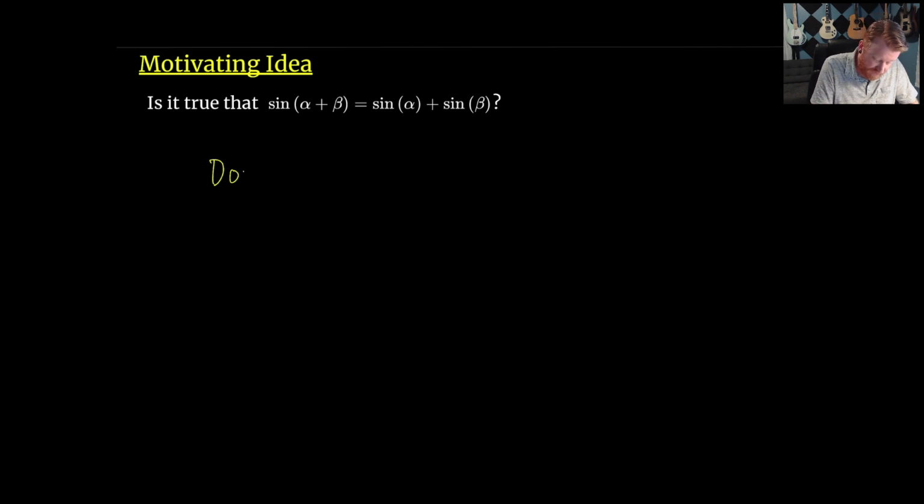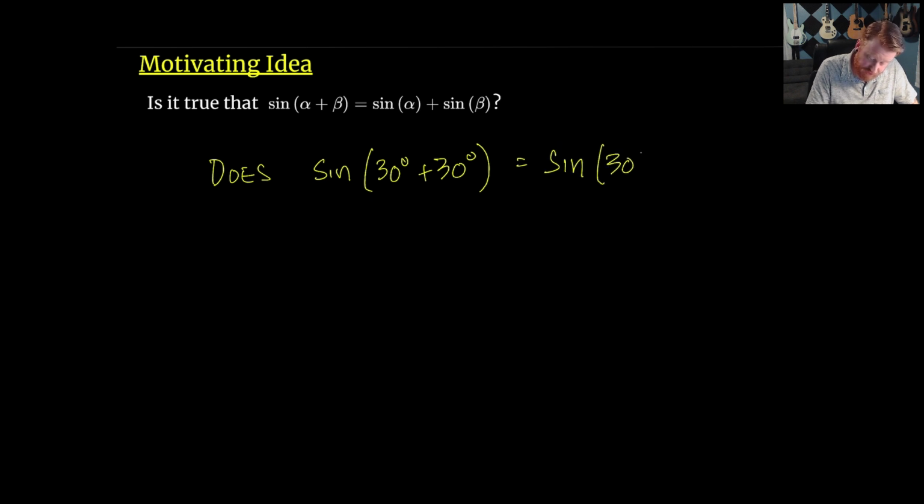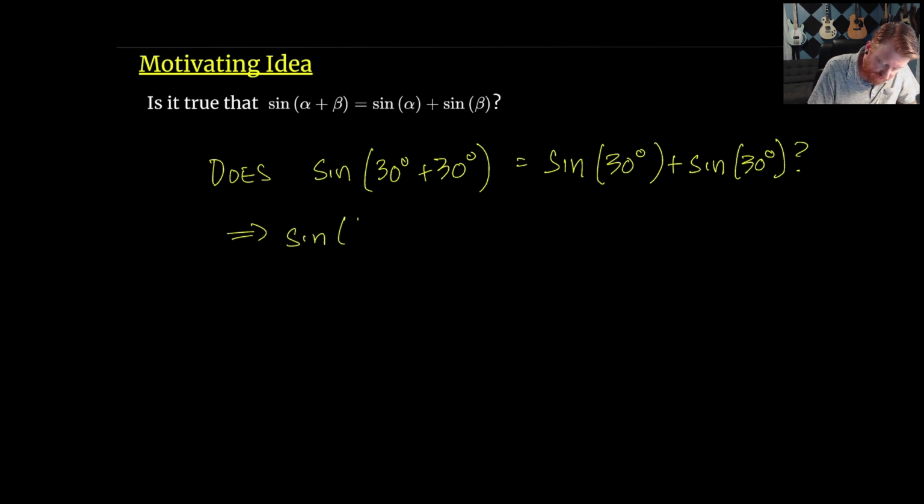So what this is saying is, if I just pick some numbers, does sine of 30 degrees plus 30 degrees equal the sine of 30 degrees plus the sine of 30 degrees? So now we are just asking the same question, but we're plugging in some tangible numbers here that we can compute the sine of. So now the left-hand side says the sine of 60 degrees. Is this equal to the sine of 30 degrees plus the sine of 30 degrees?